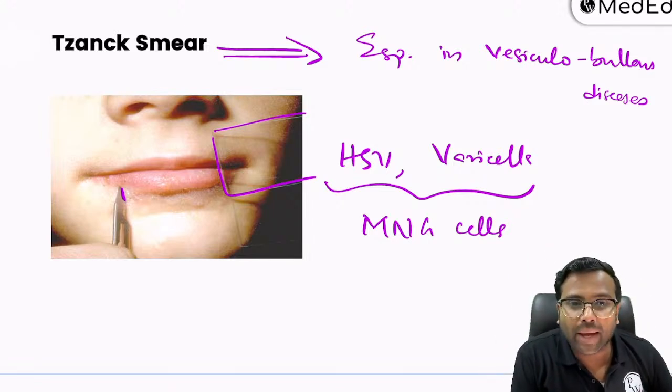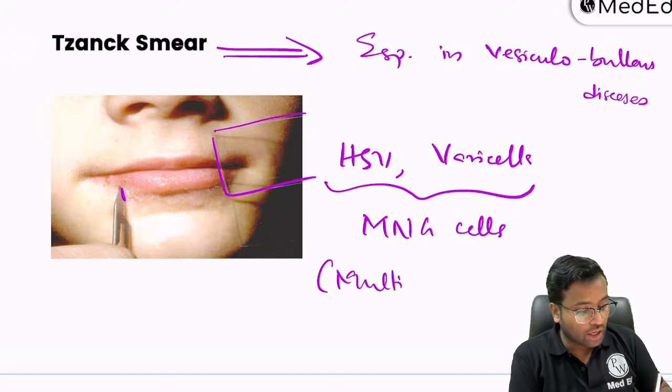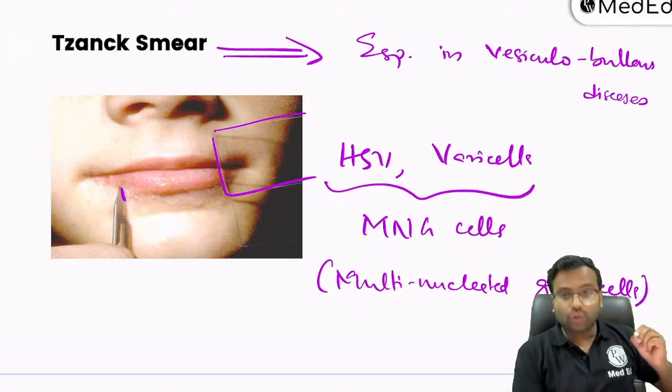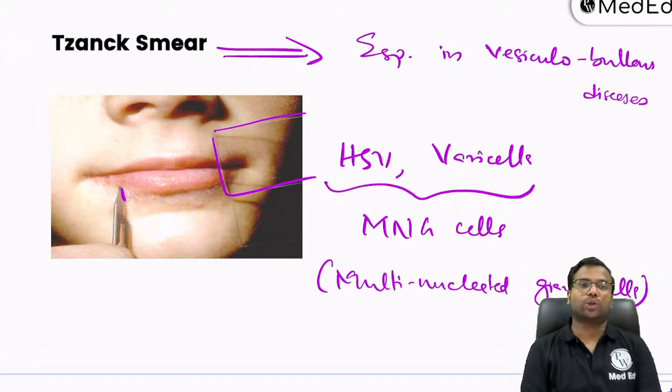Now, what is MNG cells? MNG cells means these are going to be multi-nucleated giant cells. So we can see multi-nucleated giant cells, and that is how you can also establish the diagnosis.